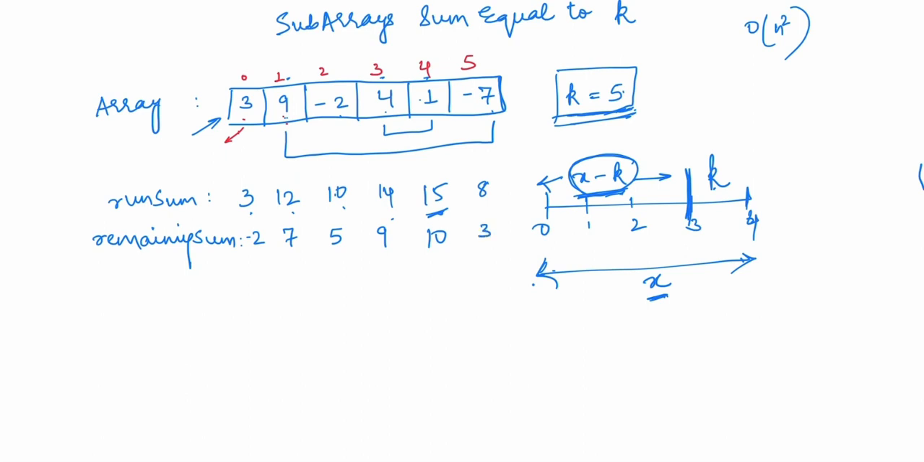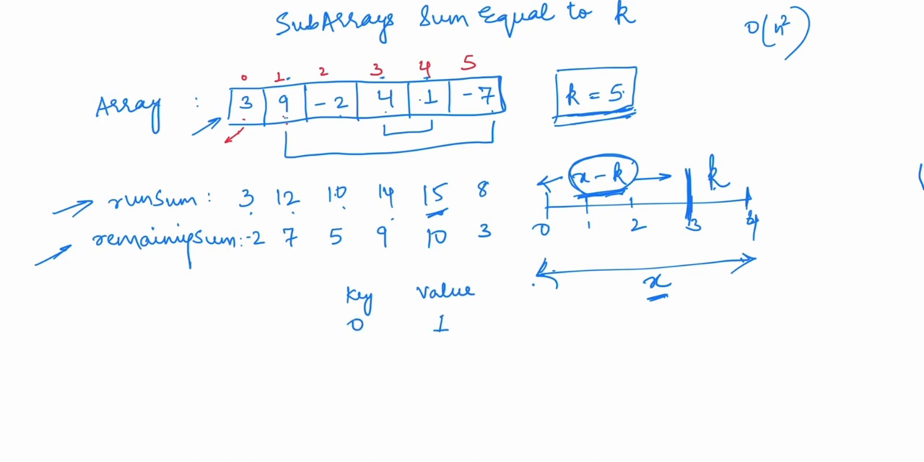Okay. So we have two things. One is the running sum and the other is the remaining sum. Now I'll tell you how we are going to proceed with the hash map concept. So in the hash map, let's say this is the key and this is the value. I'll always have key as 0 and the value would be 1.